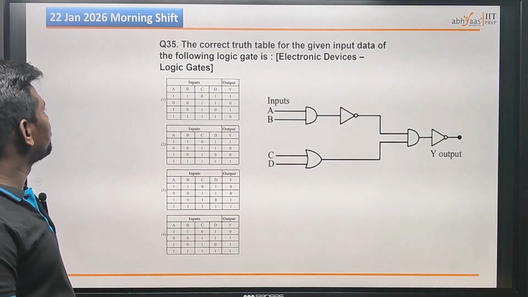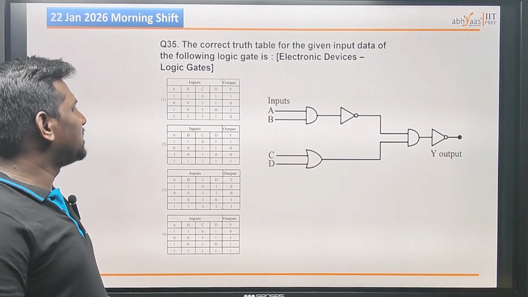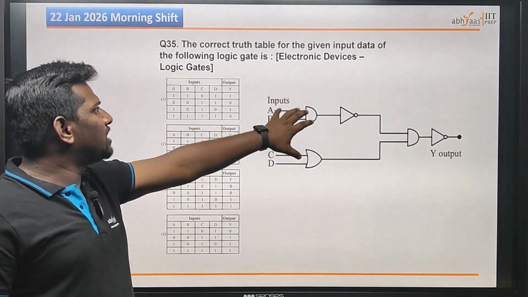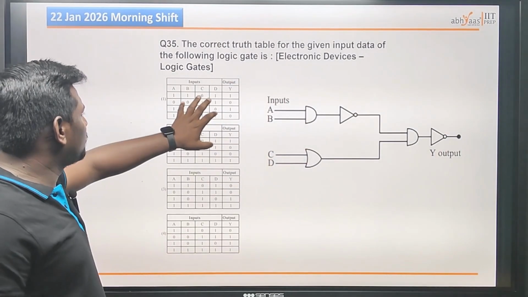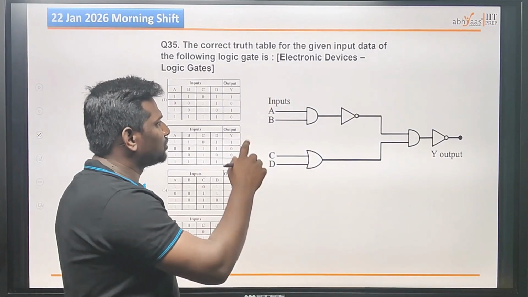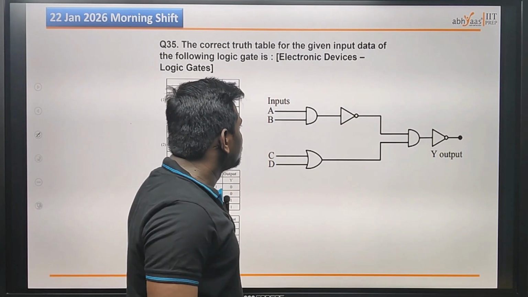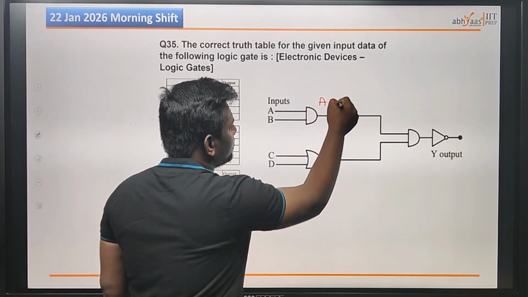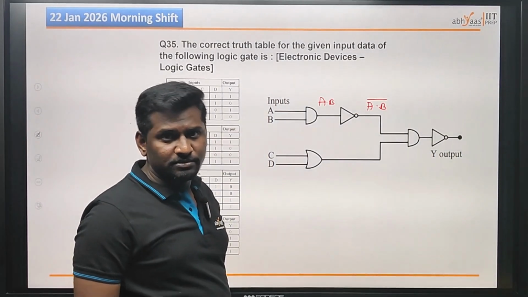So next question, see here, question number 35, which is from electronic devices, based on logic gates. What are they asking? The correct truth table for the given input data. They have given some logic gates. What do you have to find? You have to find the truth table of it. So see here, inputs, an AND gate is there, and a NOT gate. Inputs A, B. So here you will get A dot B. From this one, you will get A dot B whole bar.